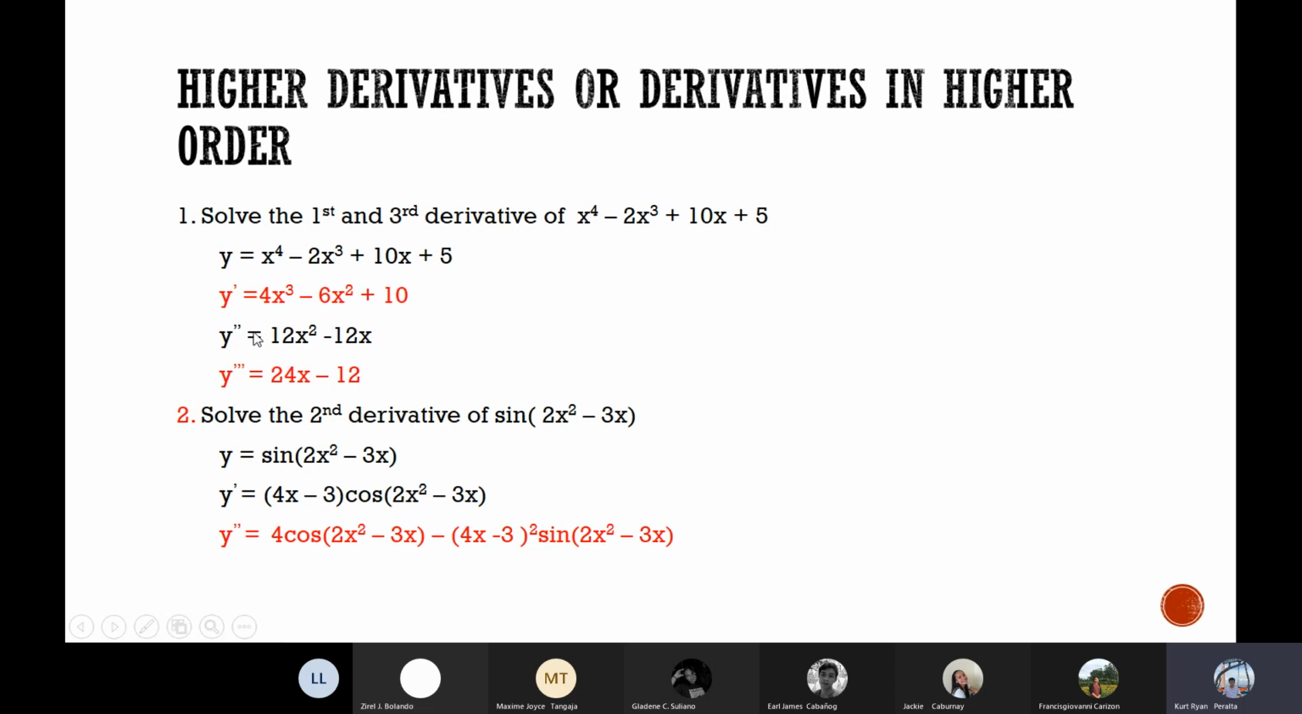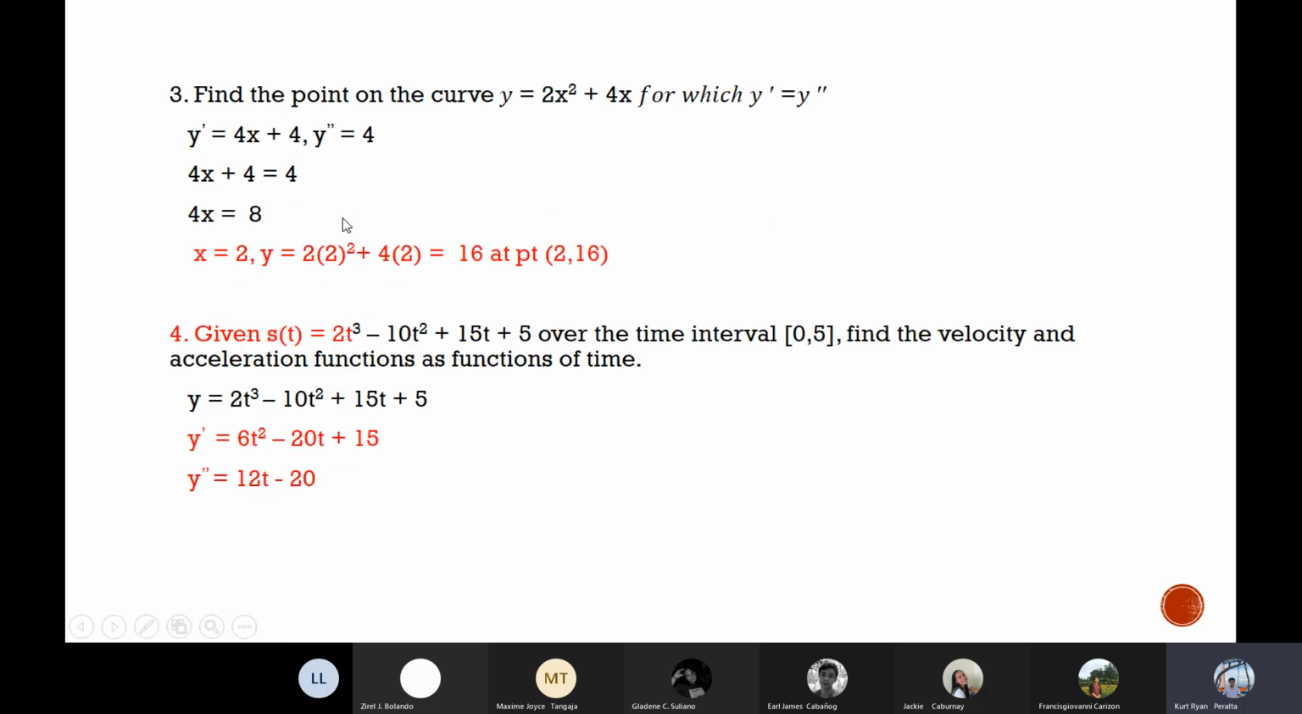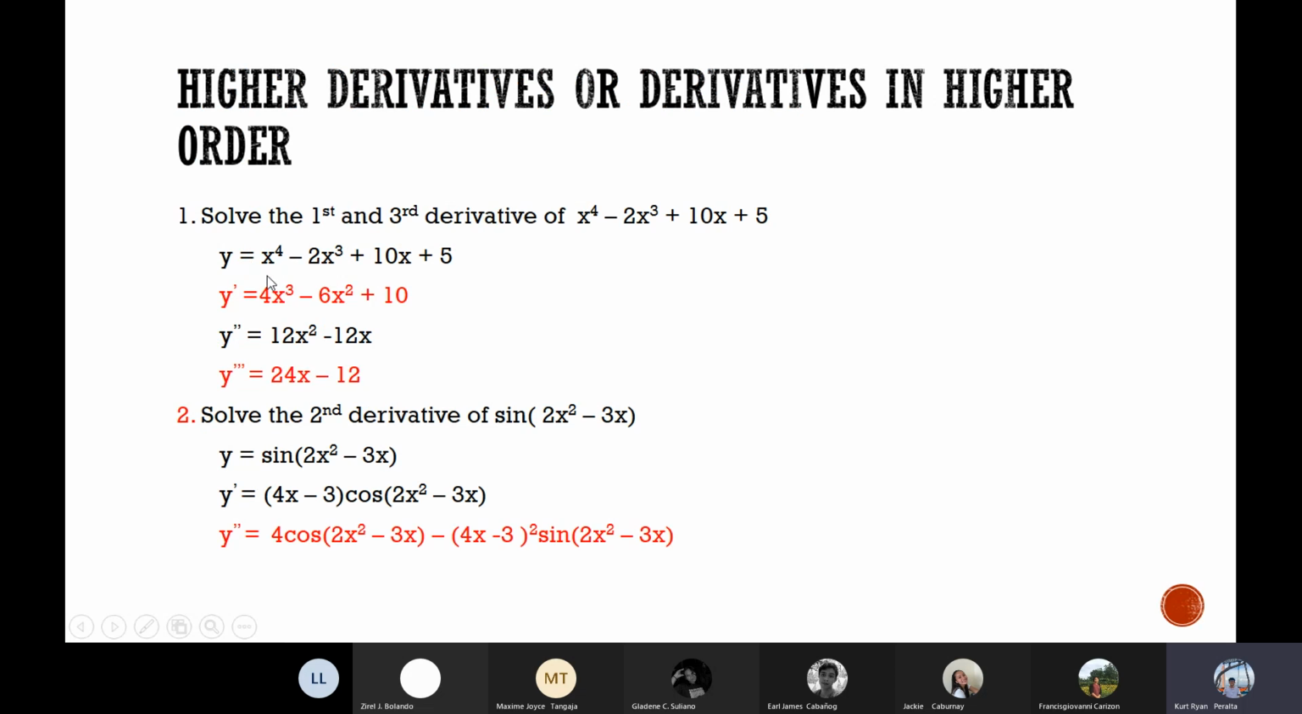Now the second derivative. To get the third derivative, we first have to get the second derivative. The derivative of this function is 3 times 4, 12, x squared, then minus 12x. Then we solve the third derivative, since it is asked. The derivative of 12x squared minus 12x is simply 24x minus 12. So we already have what we need, the first and the third derivative.